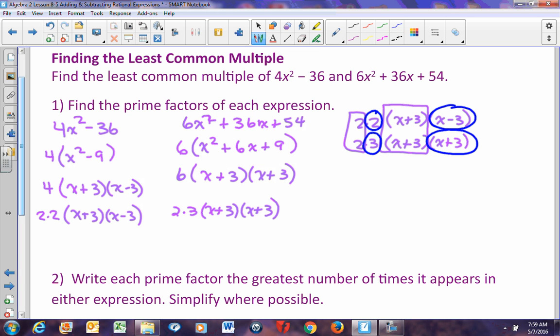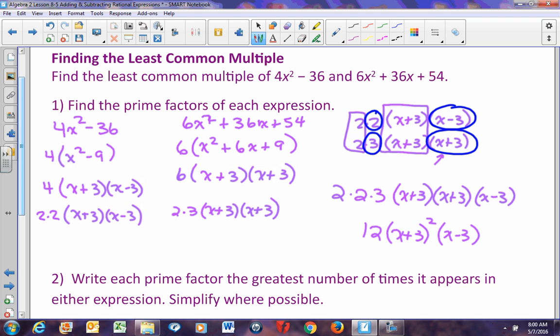Which means the least common multiple is 2 times 3 times x plus 3, we only need one of those, times another x plus 3 because we need the second one there, times x minus 3. One out of this group, but you also have to have this second one here. Now you don't have to multiply this back together, except for the numbers maybe, because 2 times 2 is 4, 4 times 3 as well. So we have 12 times x plus 3 squared times x minus 3. That would be the most simplified version of the least common multiple that you need to have.